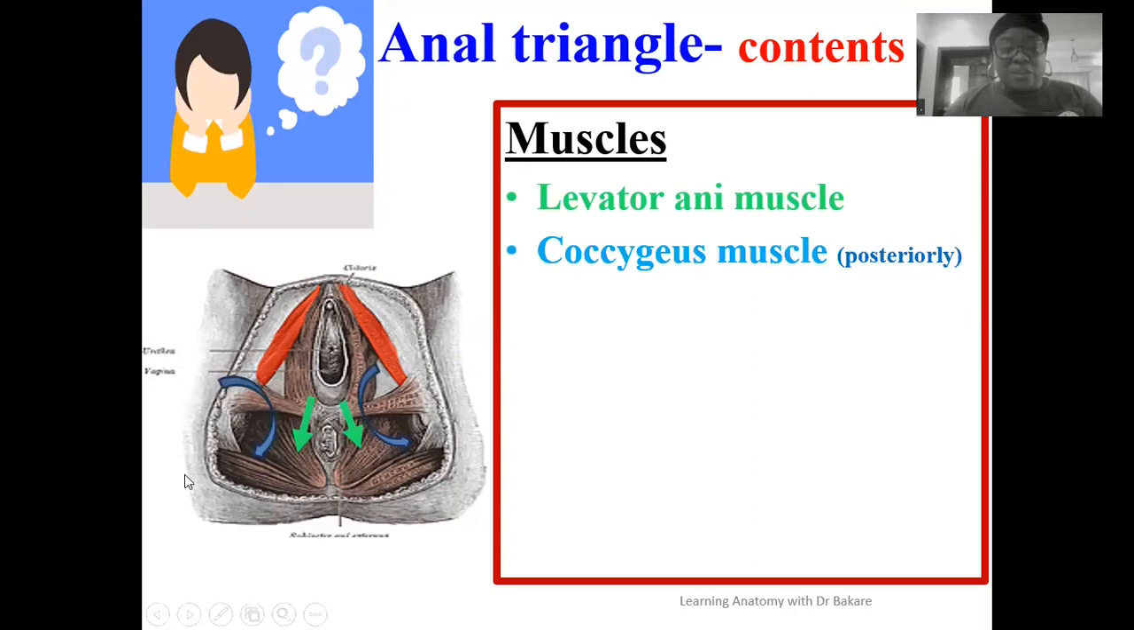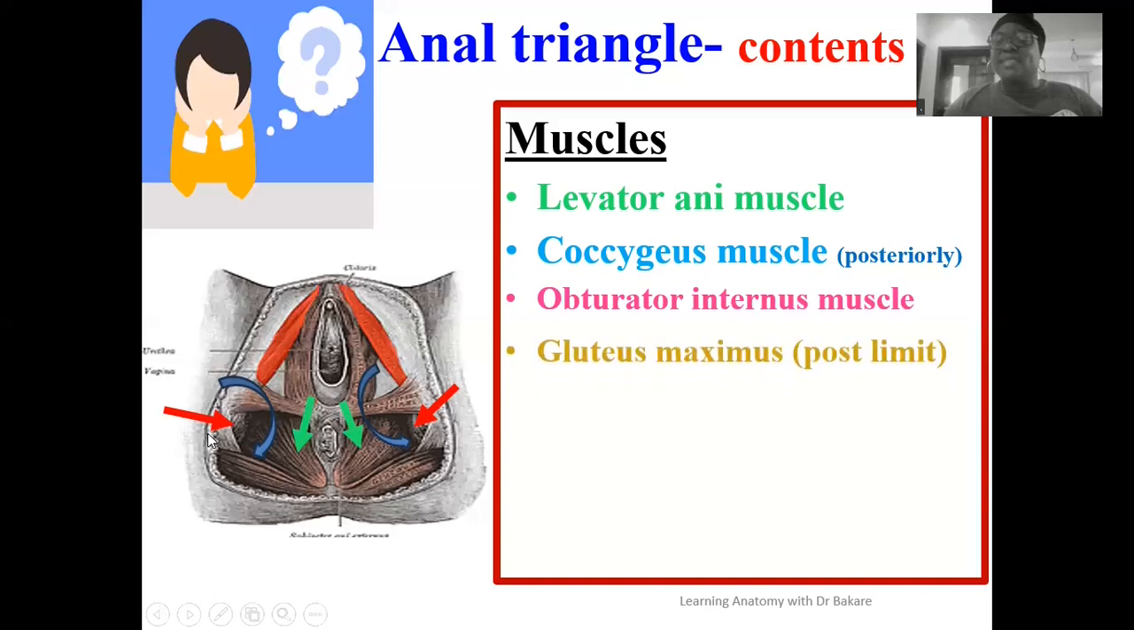The coccygeus muscle is seen at the posterior region of the pelvic floor or the pelvic diaphragm. And at this posterior end here is where we have the coccygeus muscle. The next muscle is the obturator internus. This is the obturator internus here, arrowed in red at this lateral edge, one on this side and the other one on the other side.